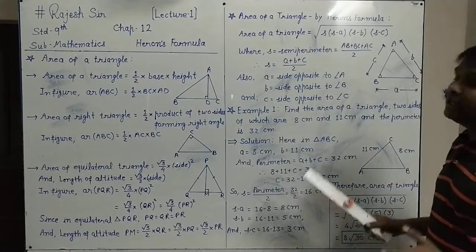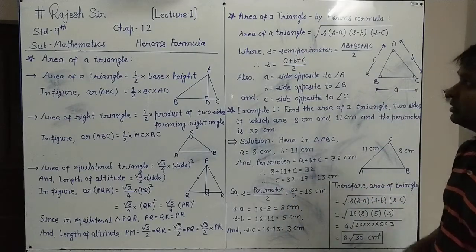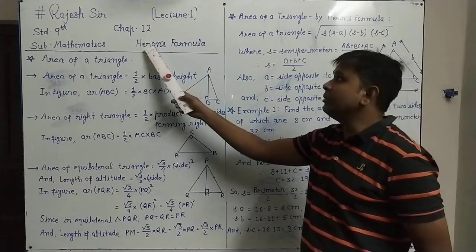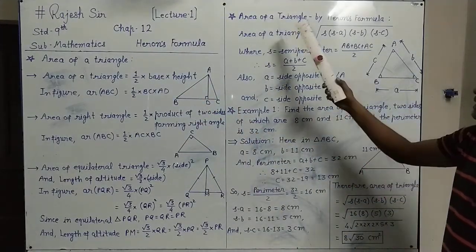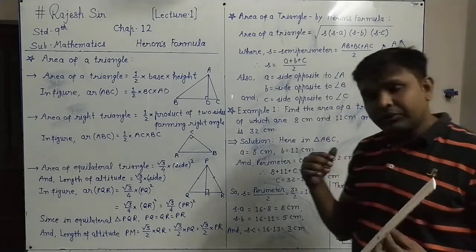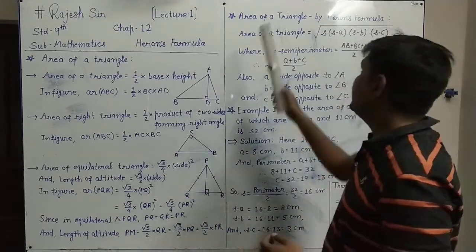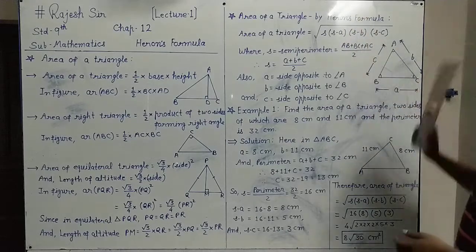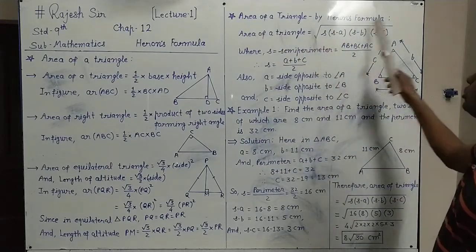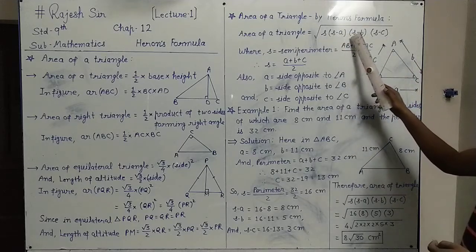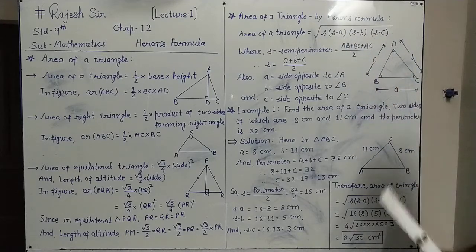Now what is new in this chapter is the name of this chapter, Heron's formula, which we will see, and that is also for finding the area of a triangle. So the area of a triangle by Heron's formula is given by: area of a triangle equals the square root of s into s minus a into s minus b into s minus c.